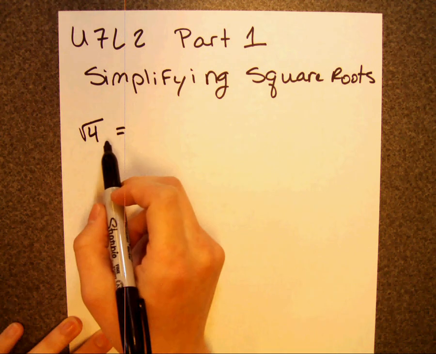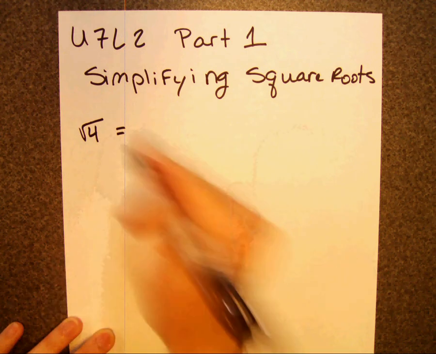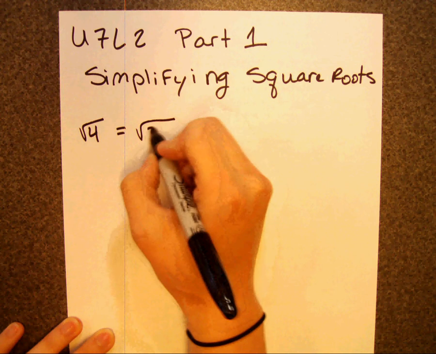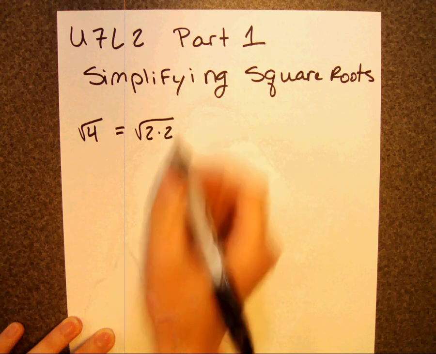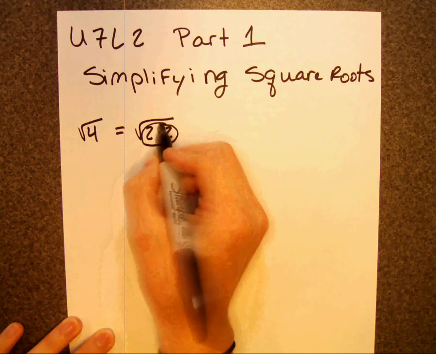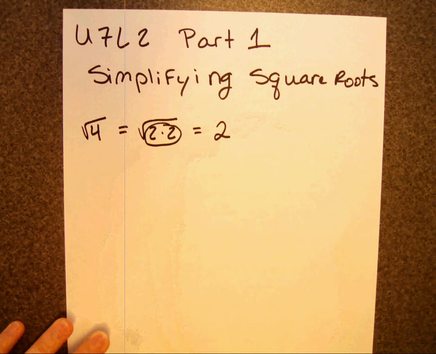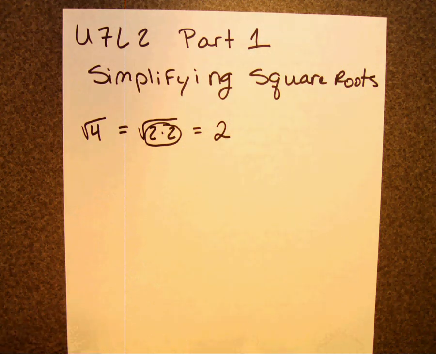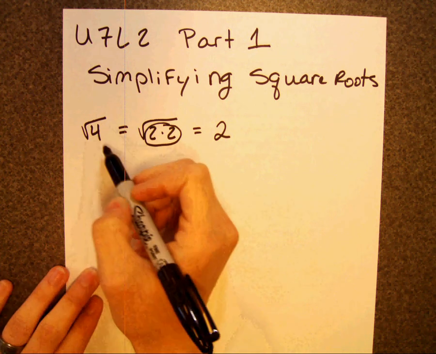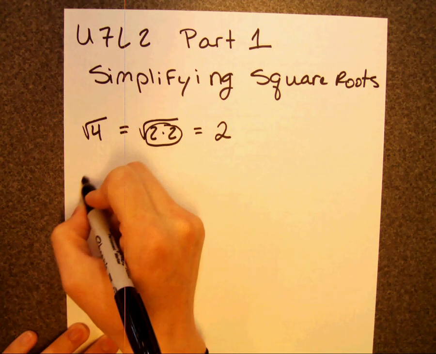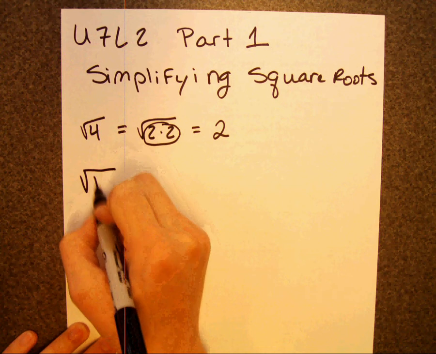What number do I multiply together times itself that gives me 4? It is 2 times 2. Since I have a pair, I can pull it out as 1. We're going to use this same concept to simplify square roots that aren't a perfect square. So something like the square root of 18.